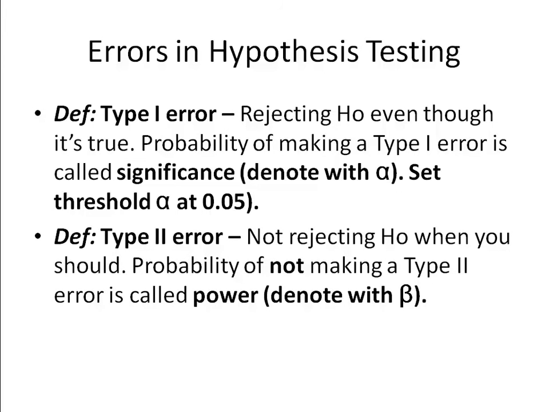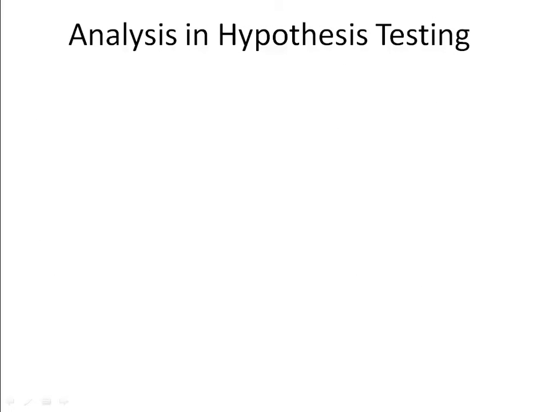And then next there's what's called type 2 error, which is not rejecting the null hypothesis when you probably should. The probability of not making a type 2 error is called power, which will be denoted with beta. We'll go into these with much more detail when we talk about power analysis in subsequent lectures, but just so you have an idea of what I'm talking about when I mention type 1 or type 2 error.